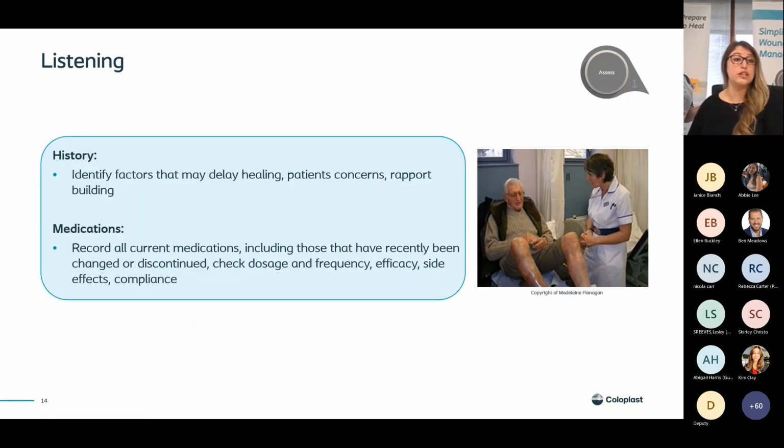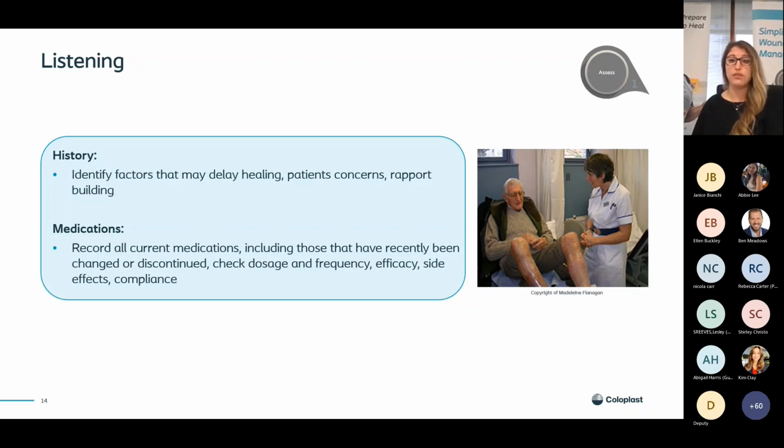So first and foremost, you need to listen. You need to have a conversation with your patient and listen to what they are saying to you. So you can take a general medical history from them to identify any factors that may be delaying that healing process, anything that the patients have got concerns about. So have they got diabetes? Are they well controlled with their diabetes? And have they got support with that diabetes? If their diabetes isn't well controlled, we know that we can run into problems with any wounds that patient might have. But this is also your time to build a rapport and your trust with that patient.